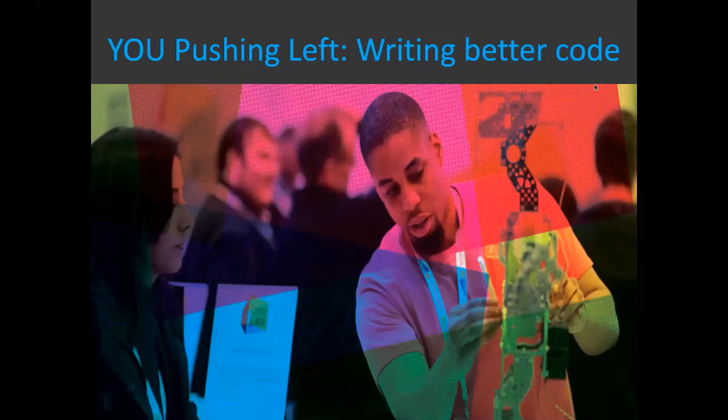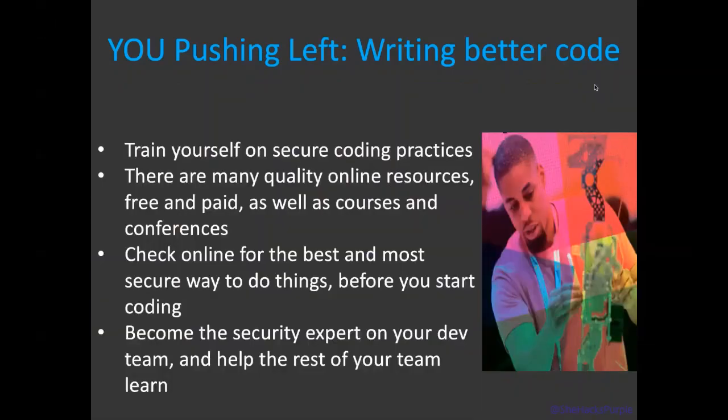Everyone can be more awesome at their job, and part of that is writing better code. If you're a software developer, you can train yourself on secure coding practices. If you're on the security team, you can support these activities by providing time, money, or resources so that developers can train themselves or bring in a trainer. There are many, many quality online security learning resources that are free or paid.